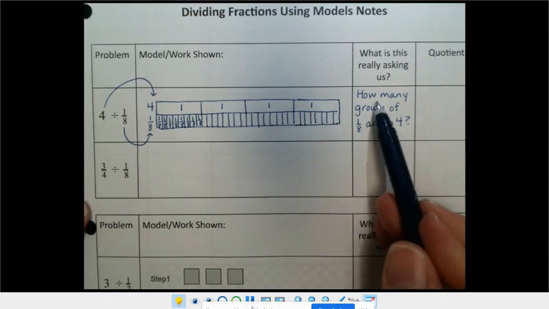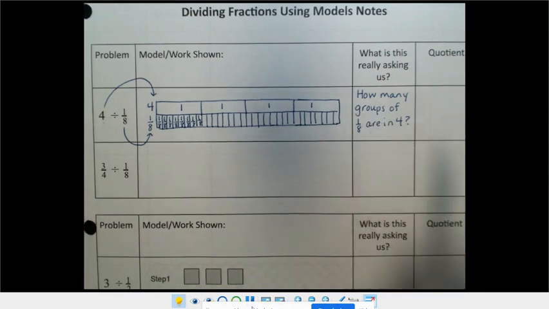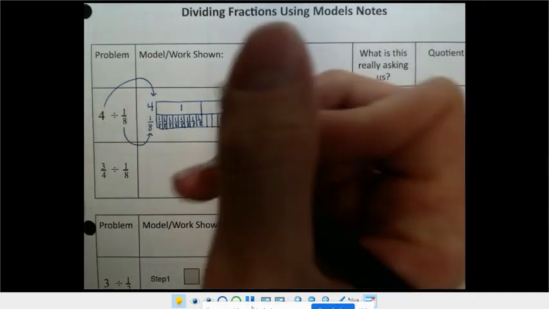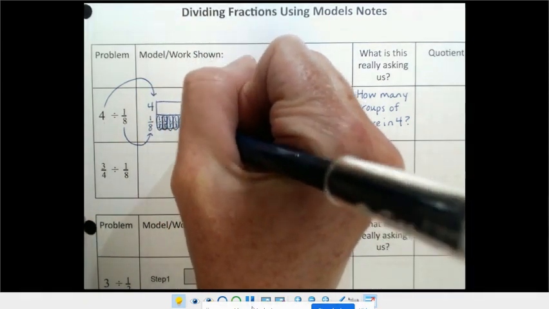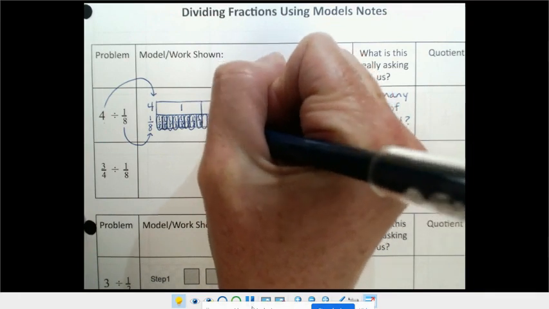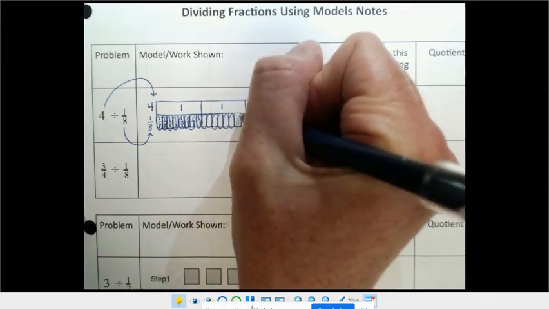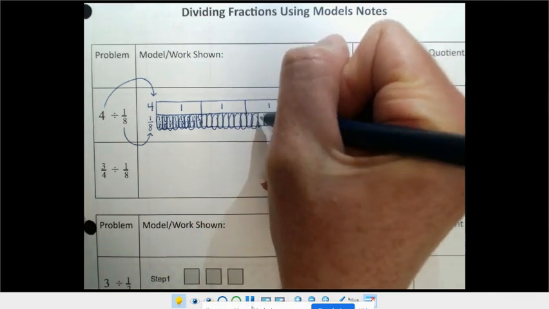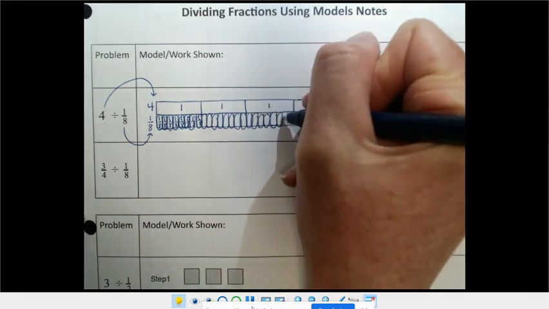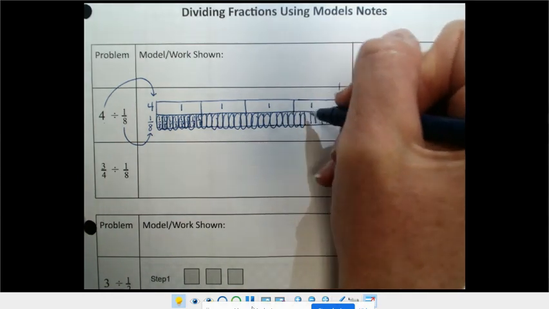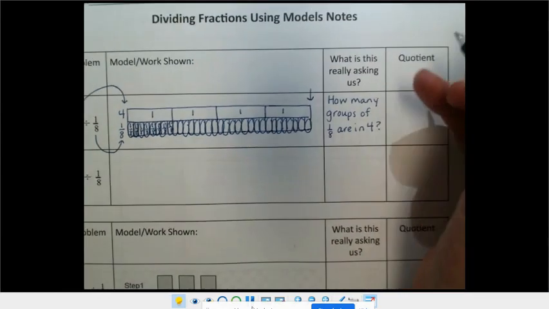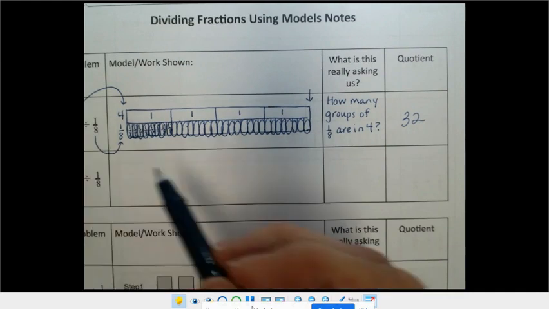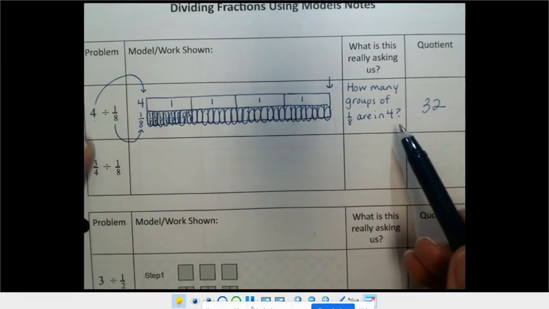So then, again, back to my original question, how many groups of 1/8 are in 4? So I'm going to go all the way to the end to my 4 here. So I'm going to circle my groups: 1, 2, 3, 4, 5, 6, 7, 8, 9, 10, 11, 12, 13, 14, 15, 16, 17, 18, 19, 20, 21, 22, 23, 24, 25, 26, 27, 28, 29, 30, 31, 32. So my quotient then to the problem 4 divided by 1/8 is 32. There are 32 groups of 1/8 in 4.